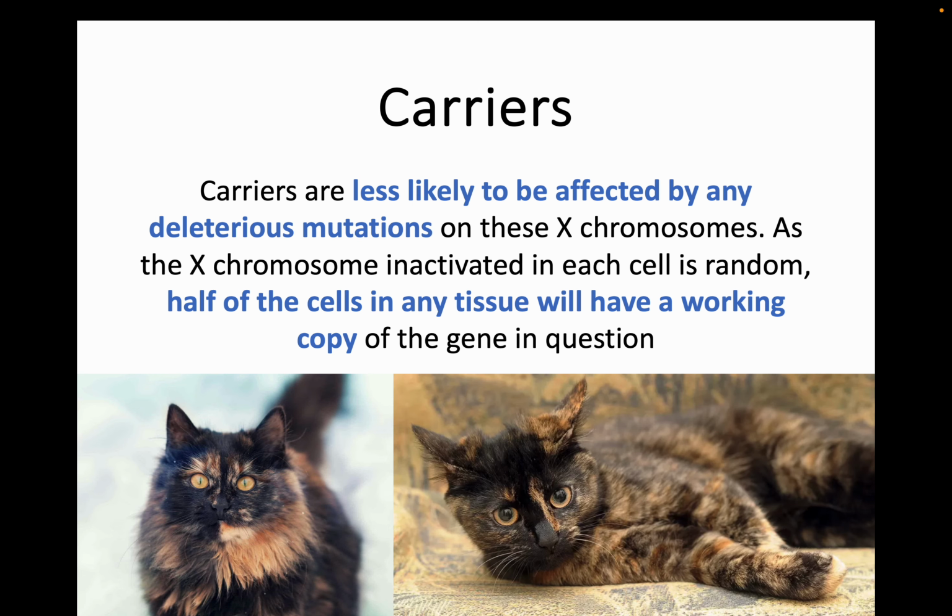If you are female though and you have two X's, it does mean that half of your cells, roughly, are going to have that issue, but the other half won't. So it's going to be less of a problem. How we can actually see this is in something called mosaics.